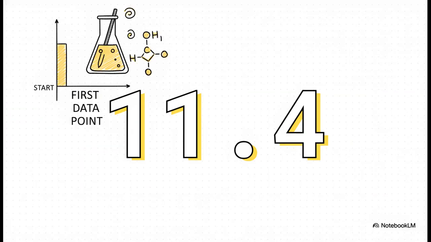And after we run the numbers, we get a starting pH of 11.4. This is perfect. It confirms exactly what we saw in the graph. We absolutely started with a basic solution. Our first data point is locked in.